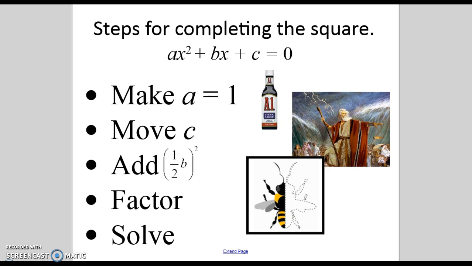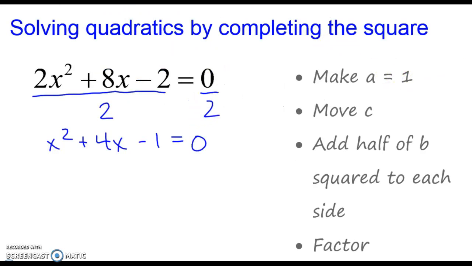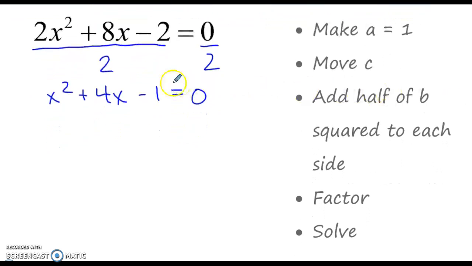So let's take a look at how this works. Here I've got the steps over here to remind us. First step, steak sauce, make a 1. So to make a 1, I divide everything by 2 on the left side of the equation and the right side of the equation. That gives me x squared plus 4x minus 1 equals 0 divided by 2, which is, of course, 0.